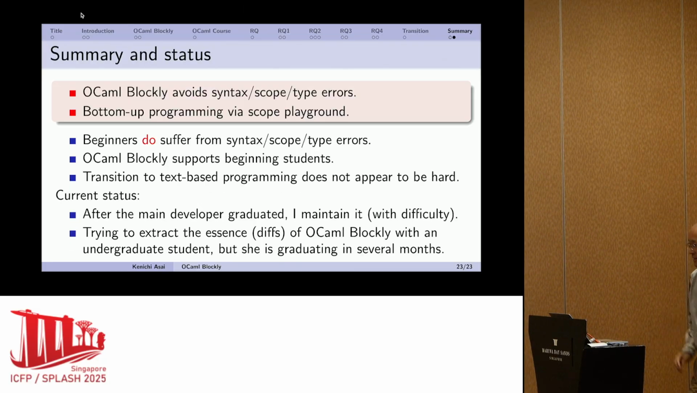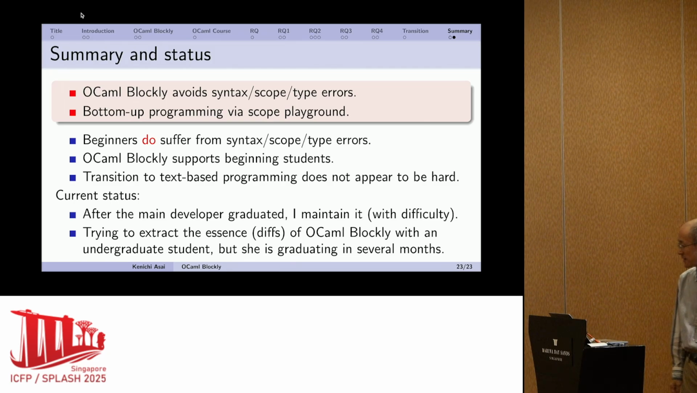So, summary and status. OCaml Blockly avoids syntax, scope, and type errors, and bottom-up programming is via scope playground. And beginners do suffer from those errors, even the CS major students. In particular, OCaml Blockly supports beginning students. And transition to text-based programming, I think, does not appear to be very hard.